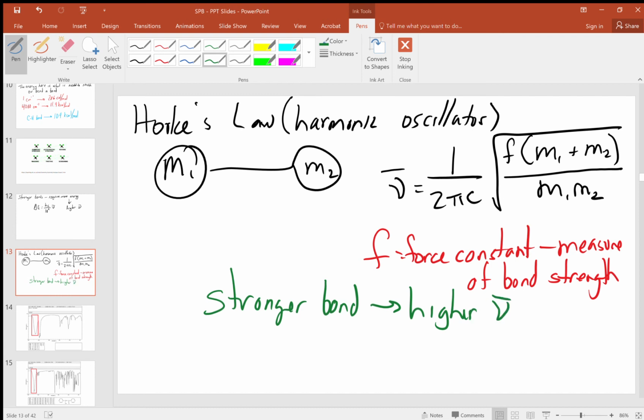We can also see that the wave numbers are dependent on the mass, and given that we're multiplying the masses in the denominator, as we get a higher mass, that leads us to lower wave numbers.